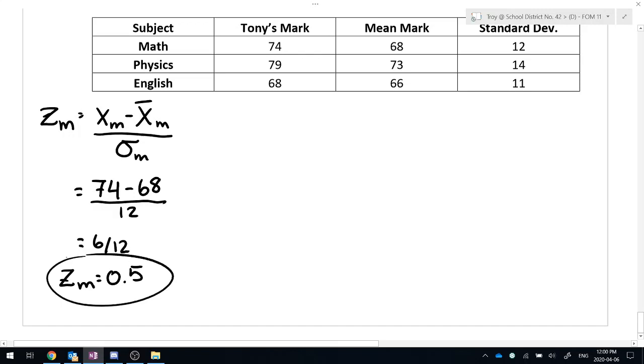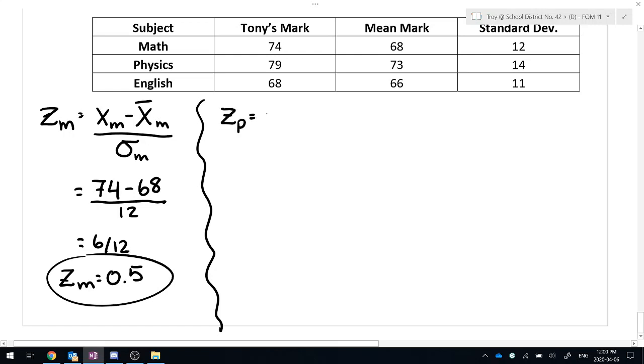That doesn't tell us anything on its own. That number is useless on its own. We need to be able to compare that number to the other classes. So that was for math. We'll do the next one for physics.